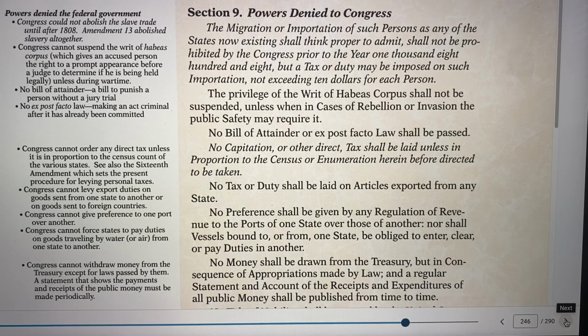Habeas corpus. No bill of attainder, which means a bill to punish a person without a jury trial. So they can't attain you without a jury trial. No ex post facto law. Ex post facto means making an act a crime after it has already been committed. Say that this person committed an act that wasn't illegal back then, but now it's illegal. You can't go back to that time and have them put in jail for a crime that wasn't illegal at that time.